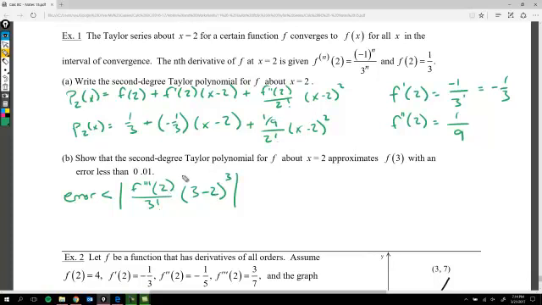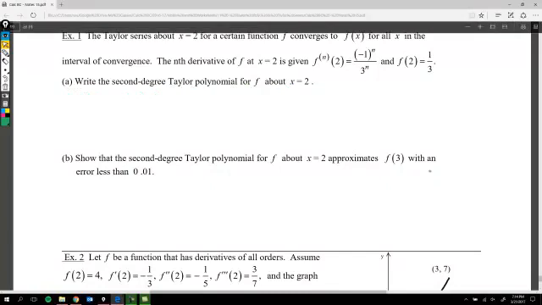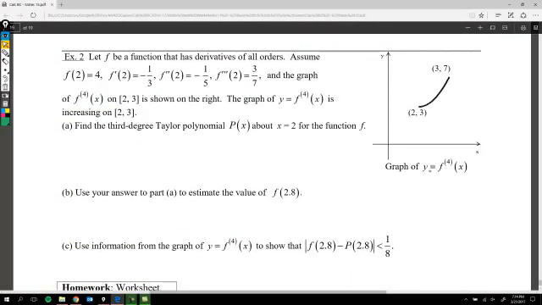These 2's are because that is where I'm centered. This 3 is because that's what I'm approximating. This 3 and this 3 come from the third degree term of my Taylor polynomial. I do some simplification and get negative 1 over 27 over 3 factorial, which is 1 over 162, which is definitely less than 1/100th. So this error is in fact less than 1/100th. Let's do another one.